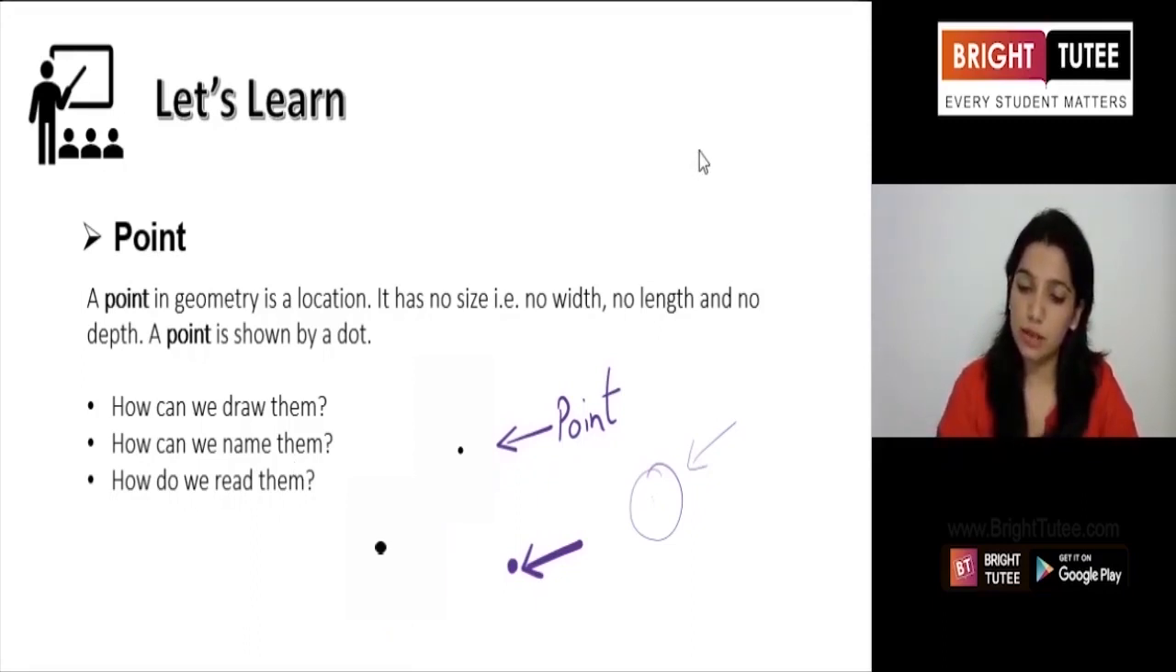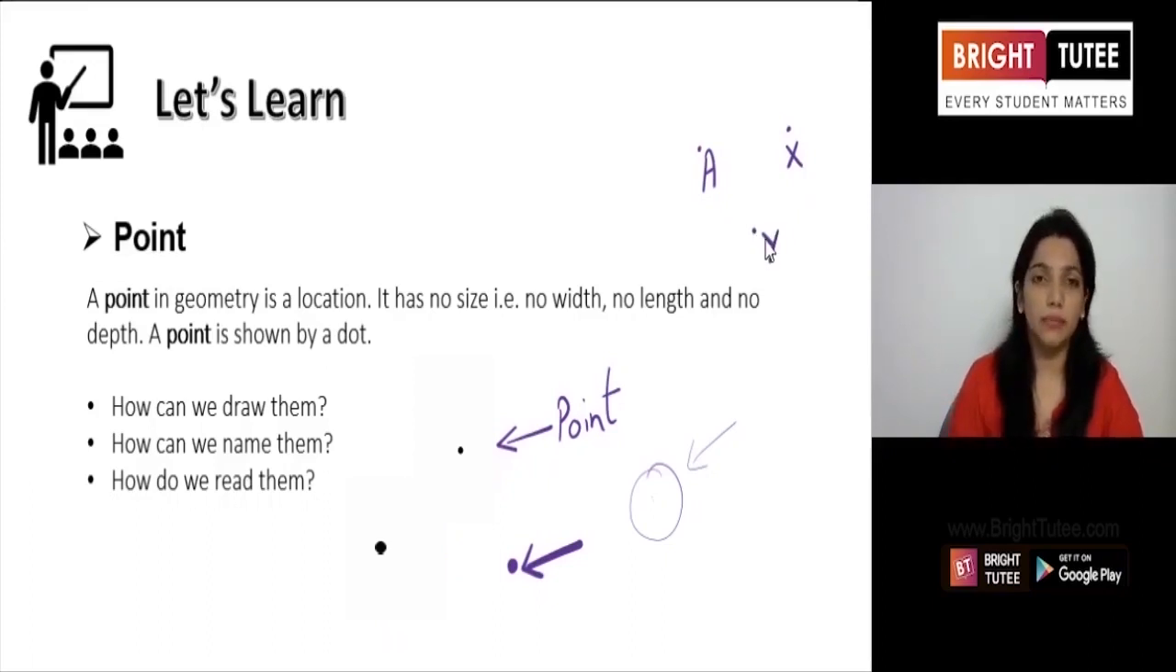Okay, how can we name them? Say if this is a point, we write it as point A, because when it's very, very thin, you cannot even see where the point is. So in order to name the point, we name it with any alphabet. Like I have just written point A. Similarly, I can write point X or point Y, anything. Okay, and how do we read them? We read them as point A, point X, point Y. Can you tell me how I can read this point? It is read as point T.